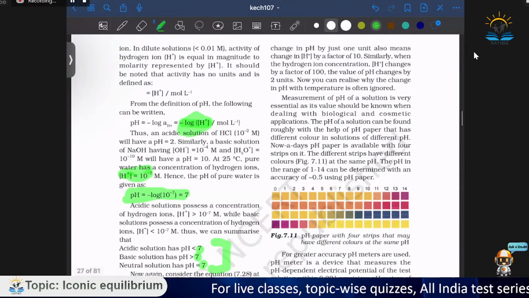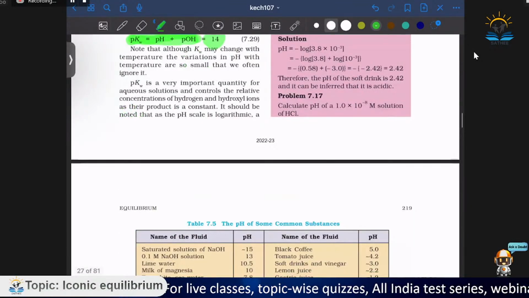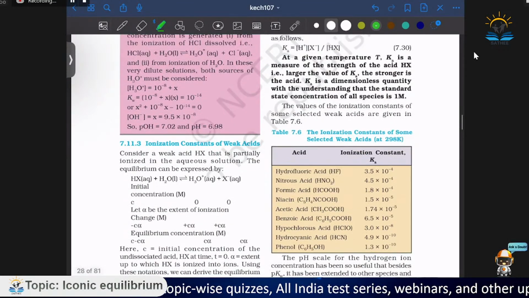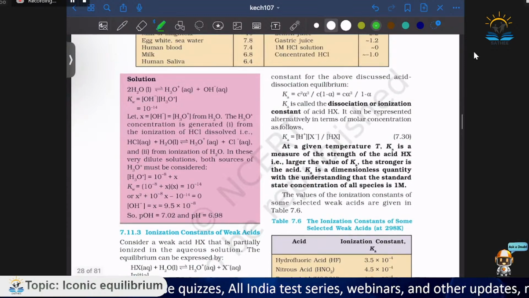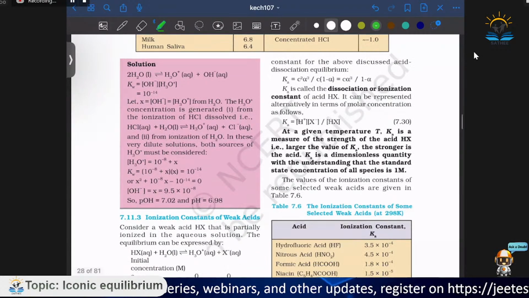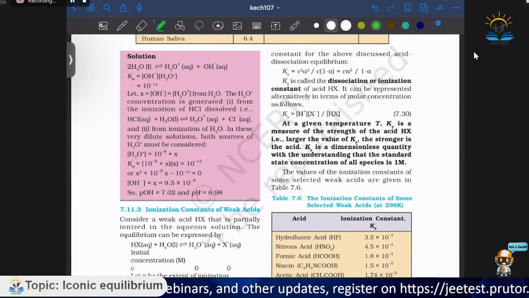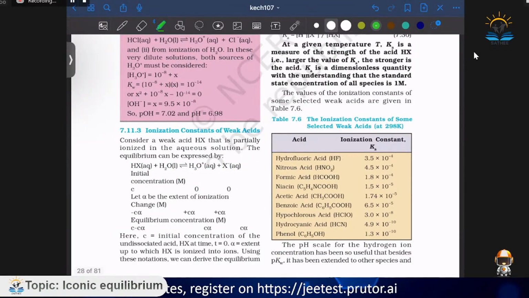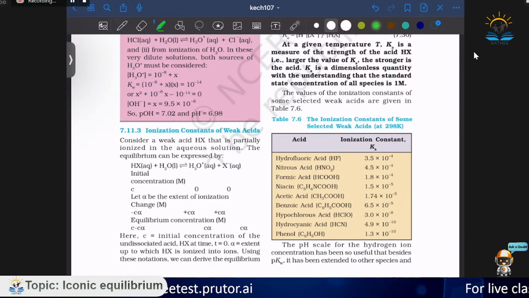Okay. The next topic is ionization constants of weak acids. How do you find out the ionization constant? Using the same concept as your chemical equilibrium, you can find out the ionization constant during an ionic equilibrium. So just write down the reaction, the initial concentration, assume the extent of ionization or degree of dissociation as alpha. Write down the final concentration which you expect.